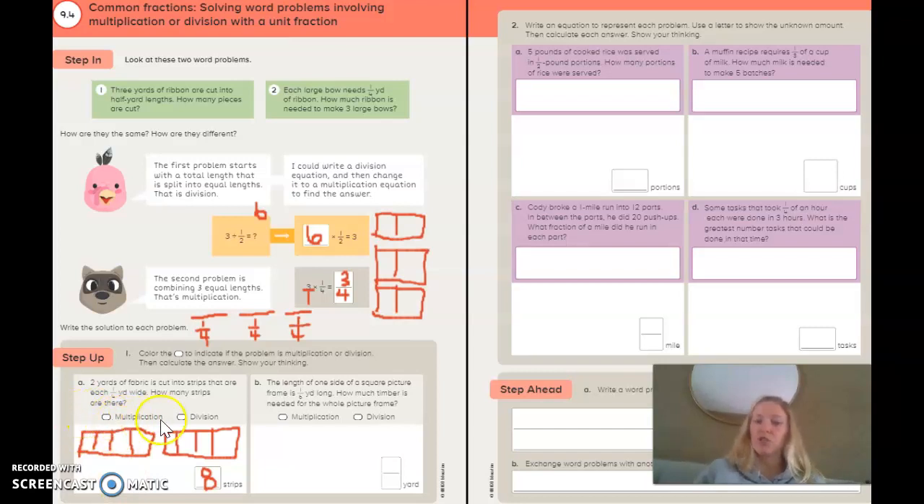Okay, oops, I forgot this part right here. It says, was that multiplication or division? Well, I had 2 wholes and I broke them apart into fourths. So I know that's division.